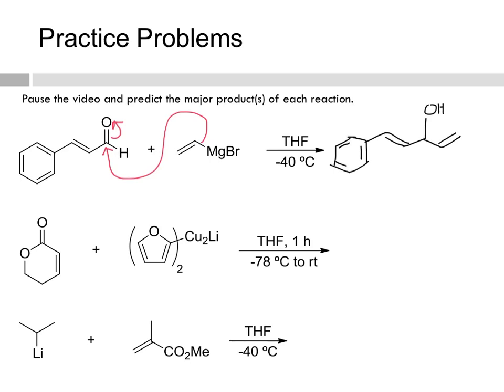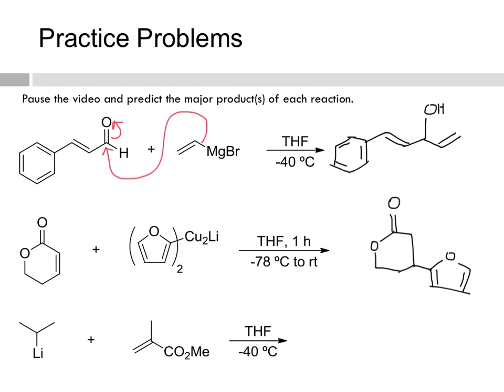In the second example, we've got an alpha-beta unsaturated ester. We've got an organocuprate reagent in THF for 1 hour from -78 degrees to room temperature. We know that a cuprate is going to favor addition at the 4 position, and so the final product is going to end up reforming our carbonyl and making a carbon-carbon bond at the 4 carbon. And so our final product is going to be this compound.